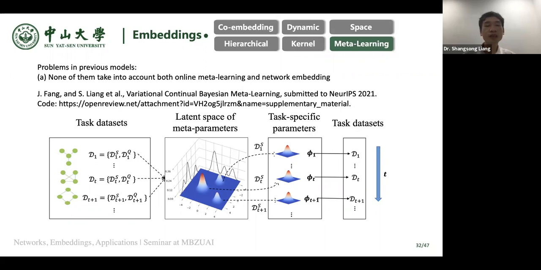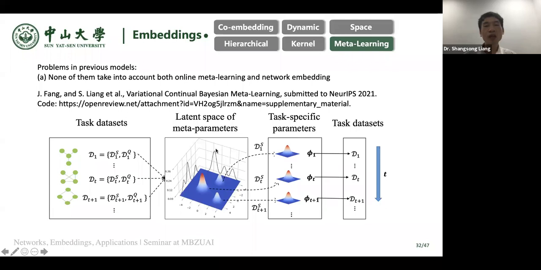These existing tasks are associated with some network data. In this paper, we also consider that the tasks are dynamic, not static. So we have a number of tasks in the data set. We try to learn the shared knowledge in the networks, and then use this shared knowledge to make predictions for the new task. This is the main goal of our paper.